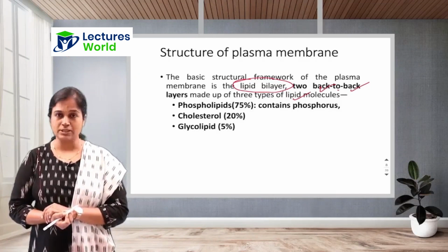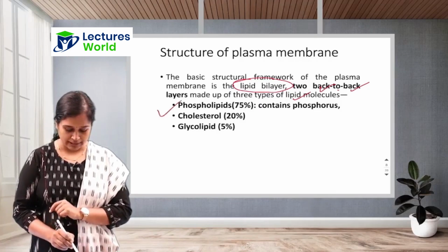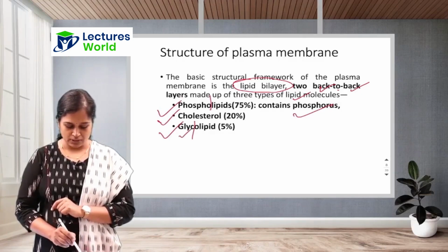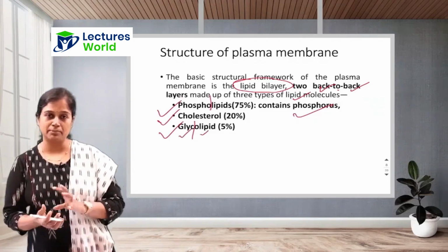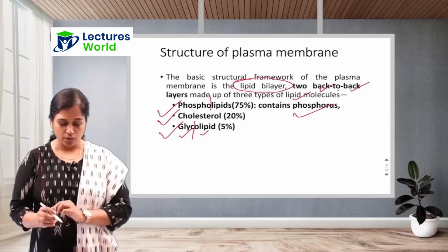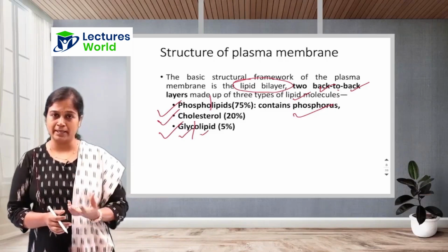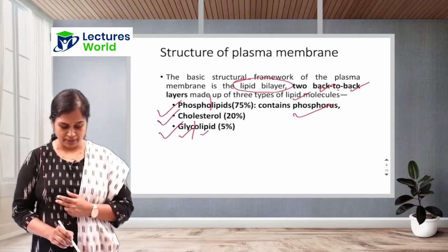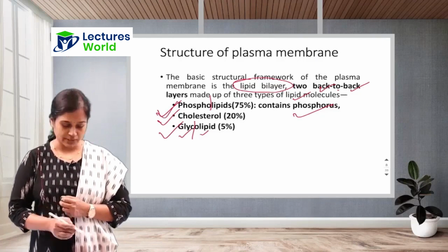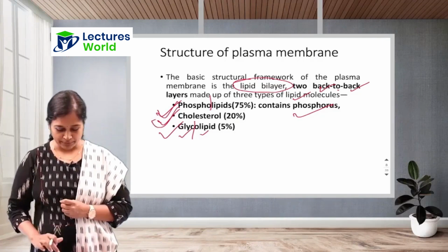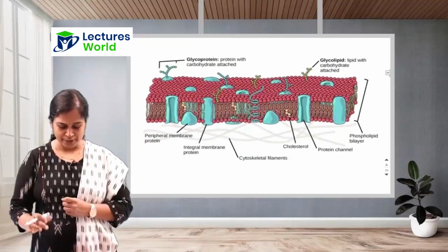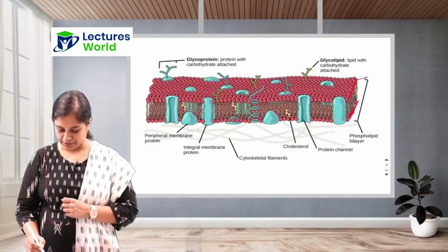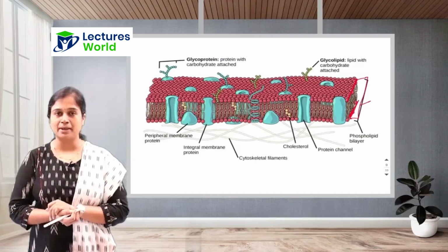And these lipid molecules are phospholipid, which contains phosphorus, cholesterol, and glycolipid, where a carbohydrate is anchored to the lipid, which is called a glycolipid. So the plasma membrane, which is a lipid bilayer with back-to-back two layers, is composed of three kinds of lipids. First is phospholipid, second is cholesterol, and third is glycolipid. So in the image you can see this is the lipid bilayer. This is one layer and this is the second layer. Back-to-back two layers is called a lipid bilayer.